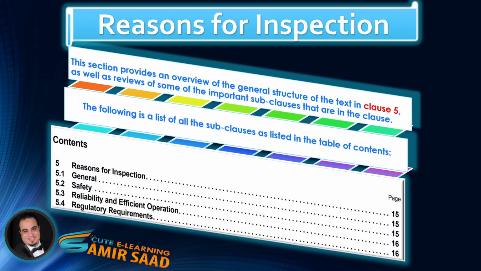In this lecture, we will discuss Clause 5, the reasons for inspection. This section provides an overview of the general structure of the text in Clause 5, as well as reviews of some of the important subclauses that are in the clause. The following is a list of all the subclauses as listed in the table of contents. In the following slides we highlight important information contained in Clause 5.